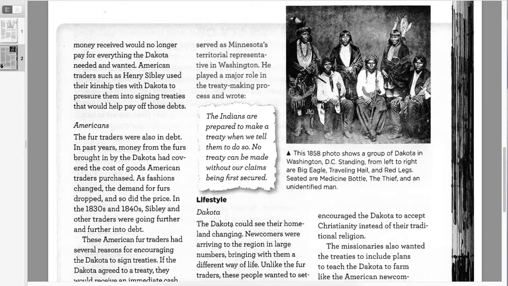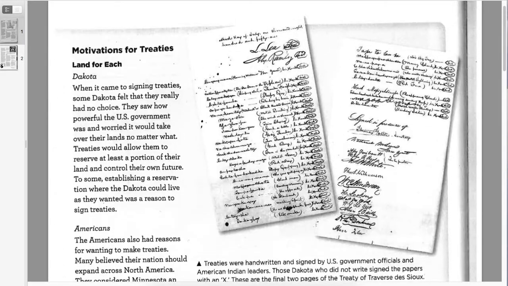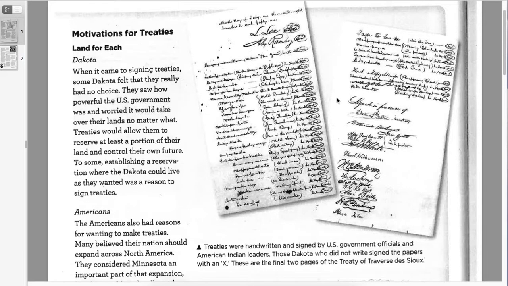I also have these Dakota elders in this photo here, and they apparently had to travel to Washington, D.C. I would imagine that had something to do with the treaty. And then we have a picture of treaties themselves. One thing you will notice is that a lot of times the Dakota, because they did not read or write in English, would have to X their names instead of actually write their names on the treaties. So there's probably a communication gap, definitely, between the U.S. government and the Dakota, and we'll see what role that might play.